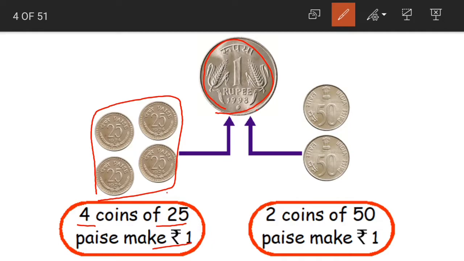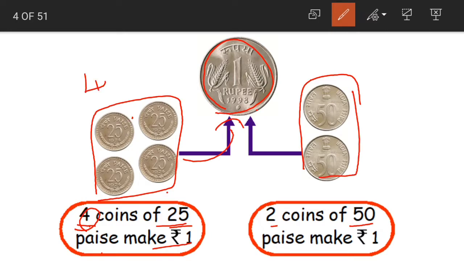How many coins of 25 paise, children? 4. 4 coins of 25 paise make 1 rupee and 2 coins of 50 paise make 1 rupee. Understood? If we have 25 paise coins, when we combine 4 of them, the value will be equal to 1 rupee. And if we have 50 paise coins, if we combine 2 of them, we'll get the value as 1 rupee.